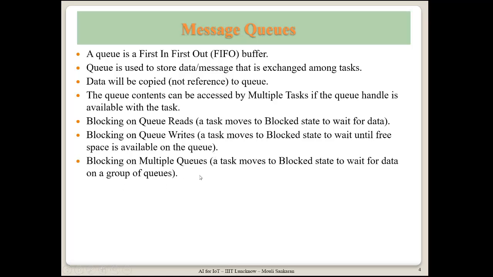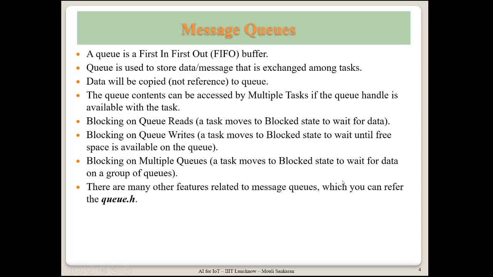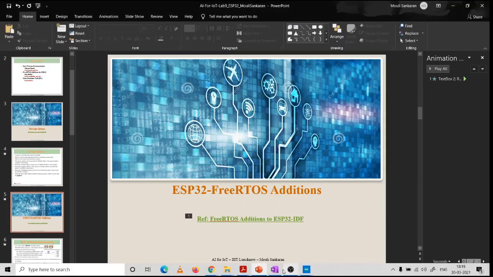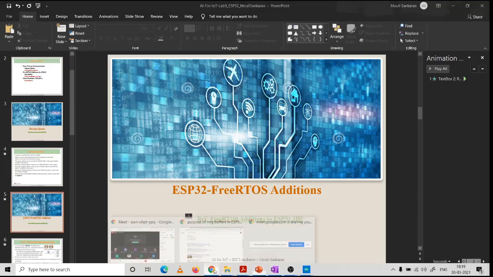And then there is one provision also: on multiple queues a process can wait. I am not going to explain this or show you that example, but you can look at the queue.h similar to task.h and look at all the functions which are there, and then you can use it based on your need. So that's all about message queues. Now let us look at one example before we go to the ring buffer.